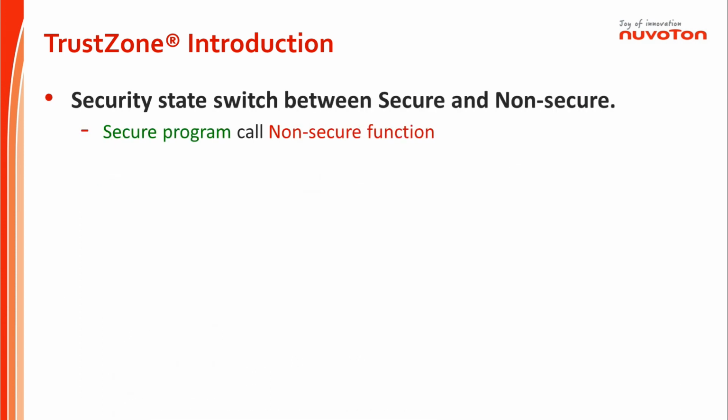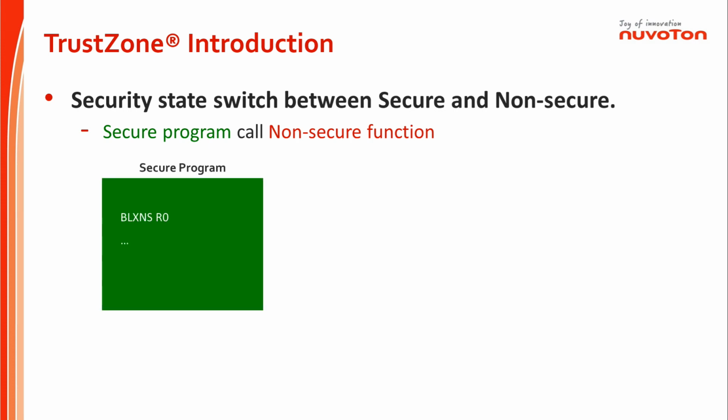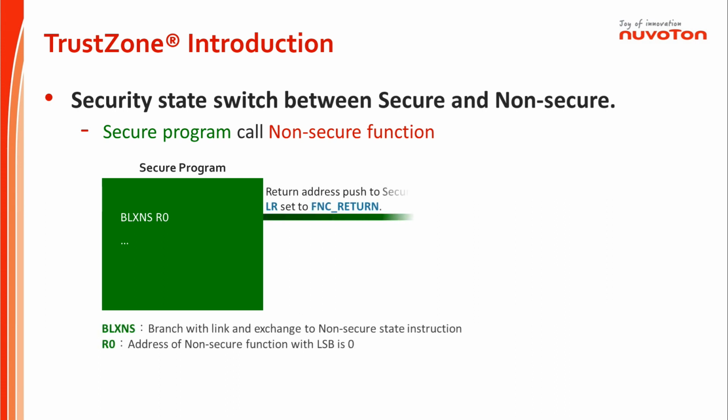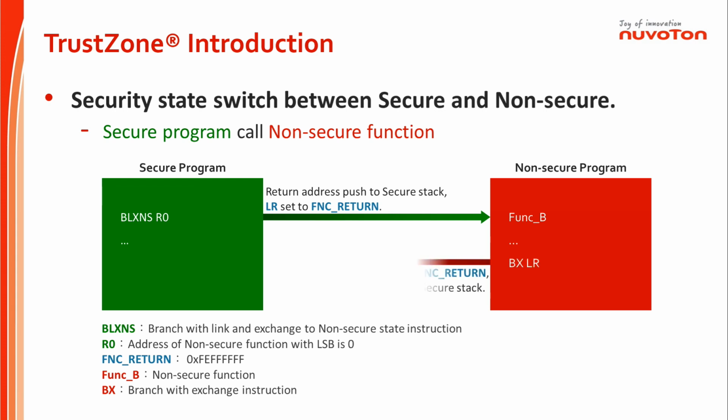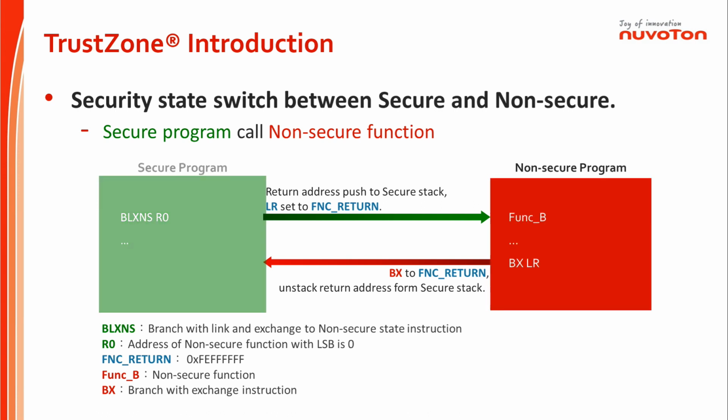If secure code calls a non-secure function, function B, the secure code uses the BLXNS instruction to call the non-secure function. Before switching to non-secure state, the return address will be stored in a secure stack, and the LR value is set to a special value, function return, then it calls the non-secure function, function B. The non-secure function ends with the BX instruction, which branches to the address in LR. The LR value was set to the special value, function return, before. Then the system switches back to secure state.